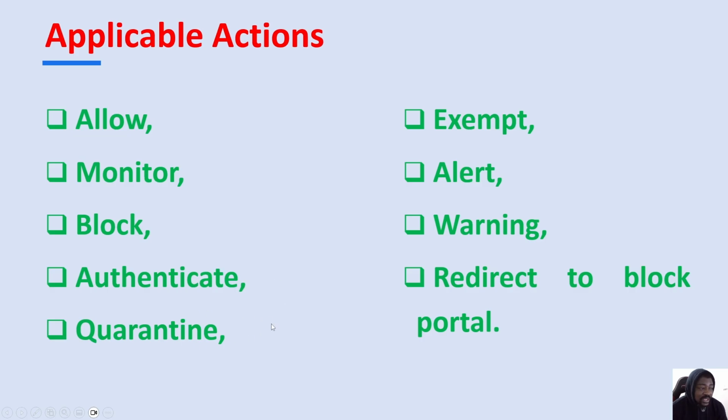Quarantine, most of the time we work with antivirus. If you see a content or some file that you don't trust, for example, you might decide to quarantine. Exempt here means, for example, if you decide to exempt a specific website, it means the website will be allowed, but it will also be exempted from the other security profiles.